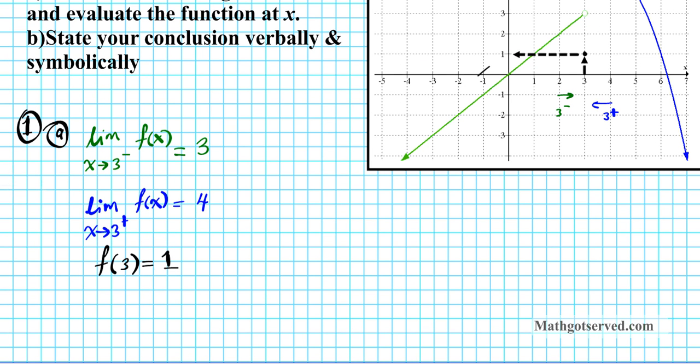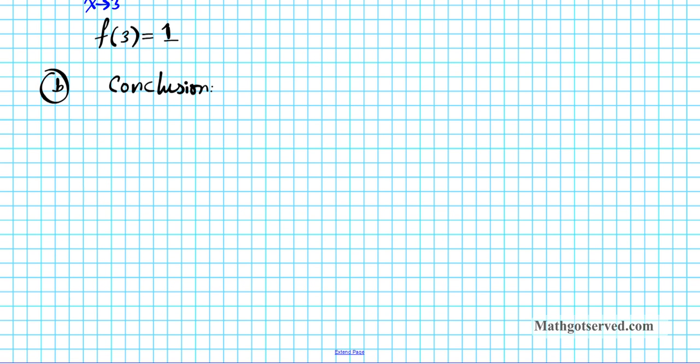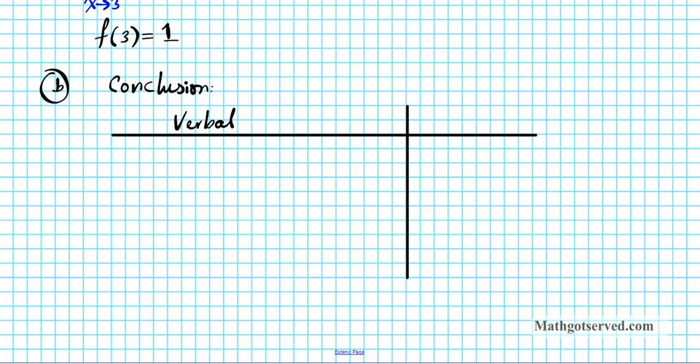That's what B asks us to do. We're supposed to state our conclusion in word form and also symbolically. Okay, so let's go ahead and do that for the B part. So this is going to be our conclusion. All right, I'm going to make a nice little table here so we can see what's going on. In the first column, we're going to deal with the word representation, the verbal, and then on the right side, we'll do the symbolic representation of our conclusion. Okay, so this is a verbal. I can call it word conclusion.